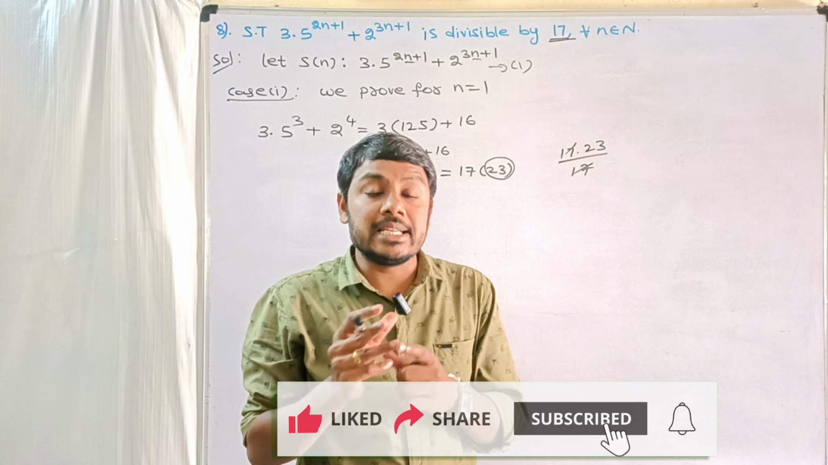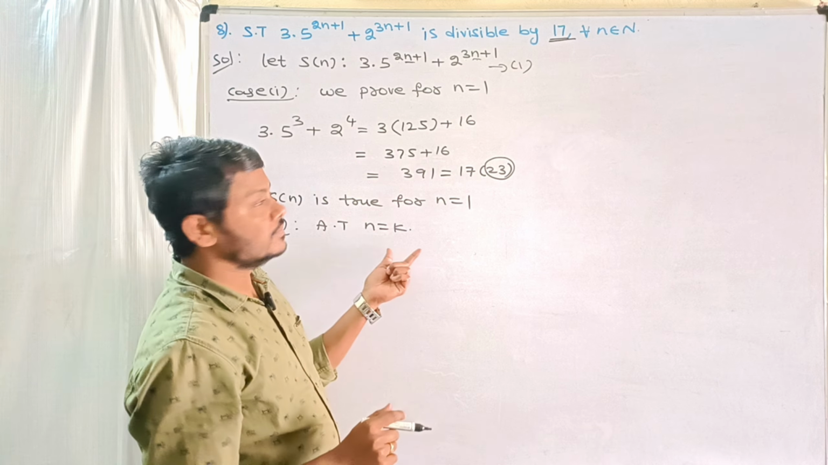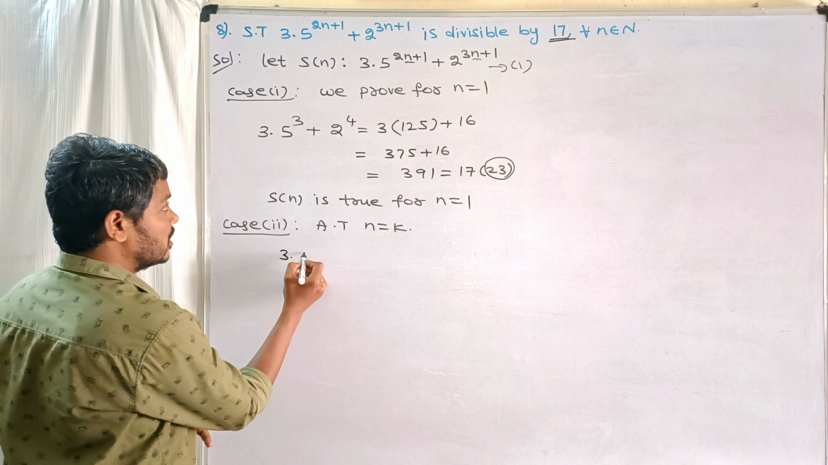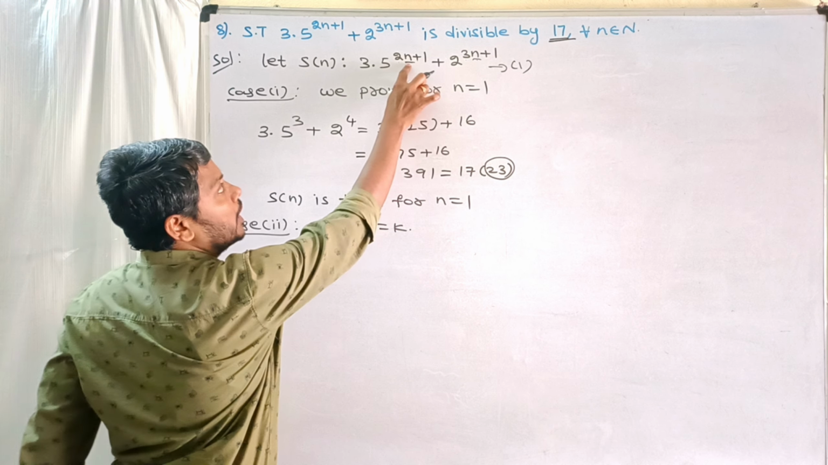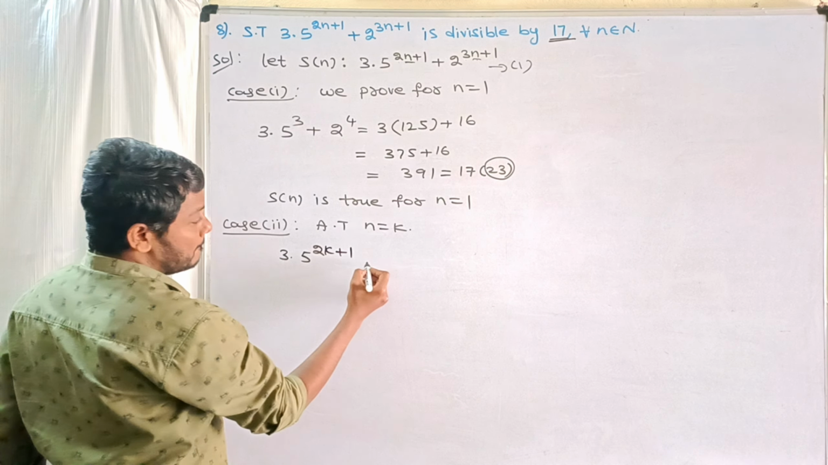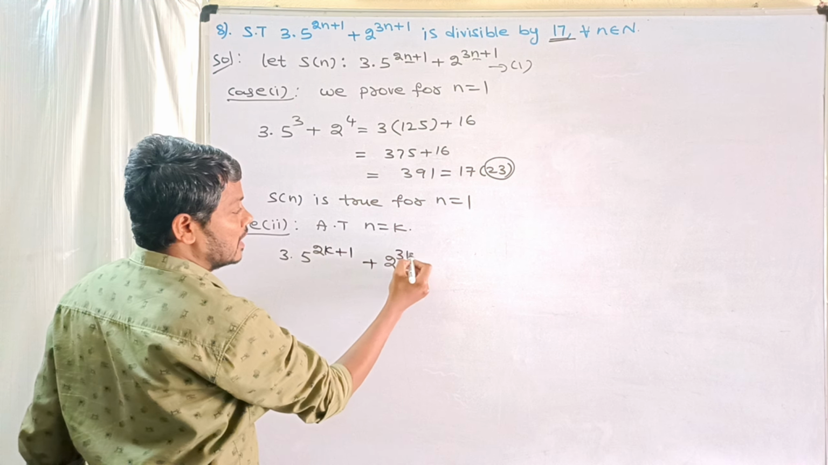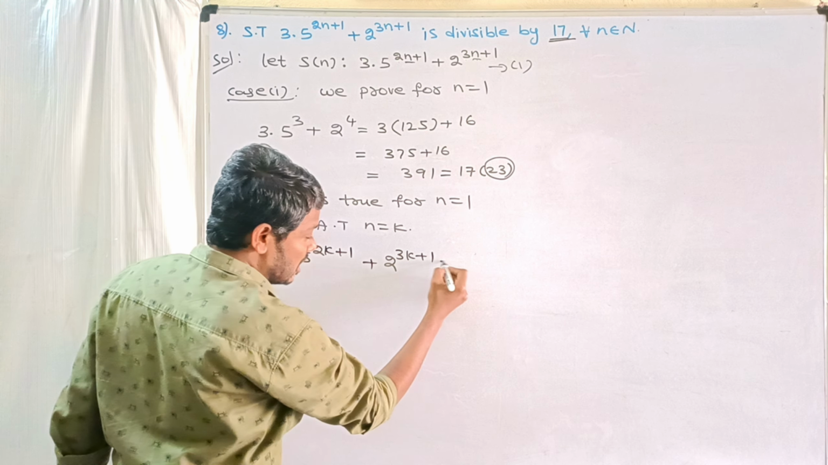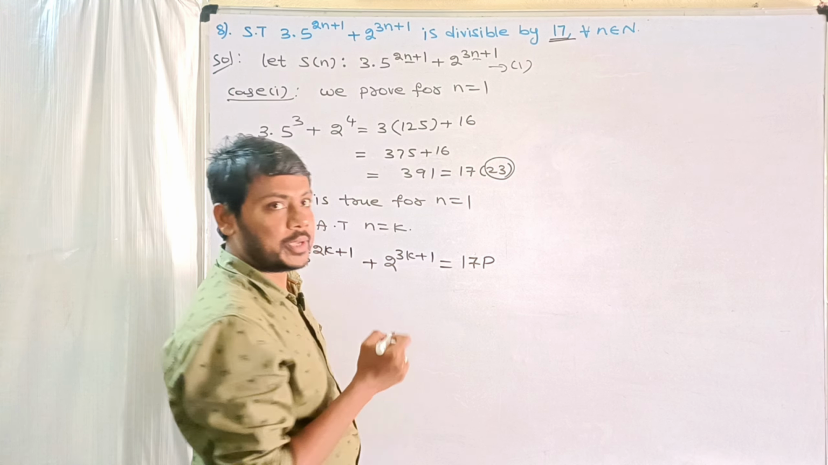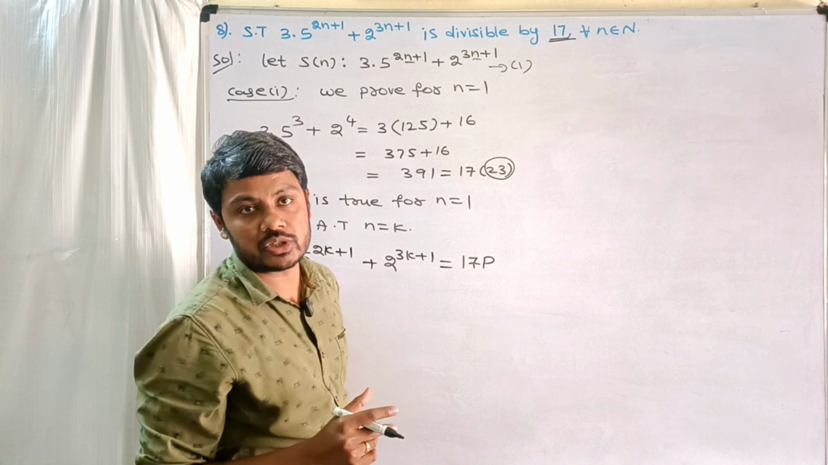What is case 2? Assume that n is equals to k. So just replace n by k. Now in equation 1 replace n by what? k. That is 3 into 5 power 2(k plus 1) plus 2 power 3k plus 1. So which is also you will get 17 into some integer, that is 17 into p, because you already assumed the given statement is true for n is equals to k.